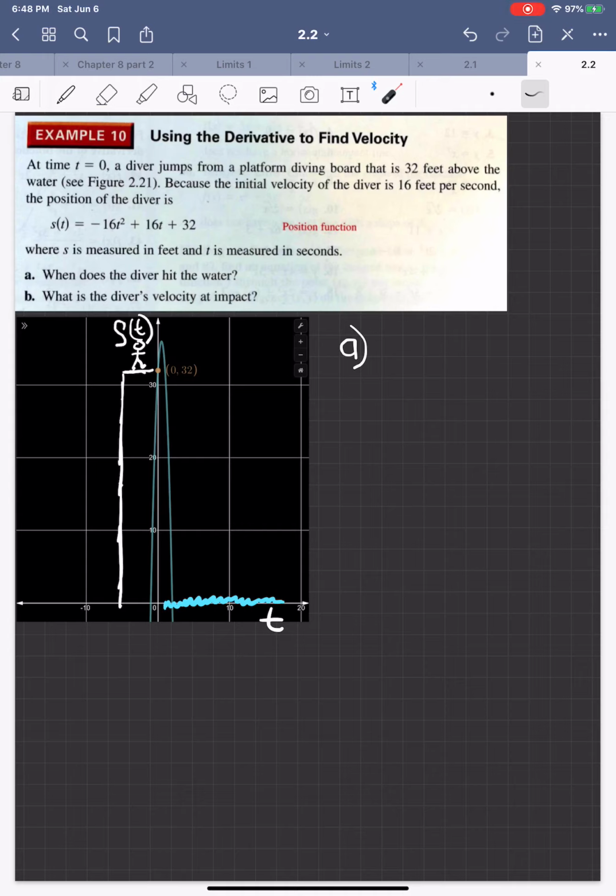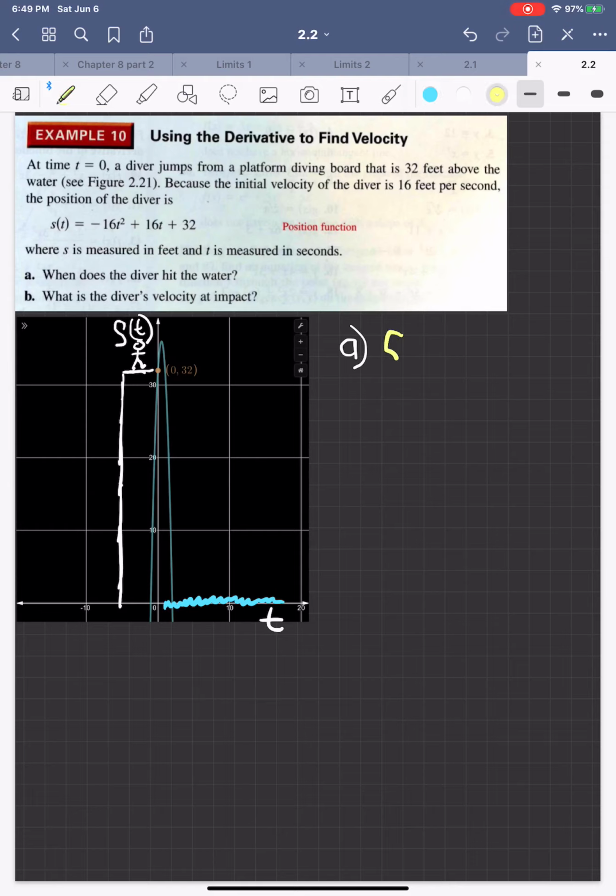So, it says because the initial velocity of the diver is 16 feet per second. In other words, it's not like the diver just walked off and fell. You can think of it as the diver sprung up, right? There's an initial velocity off the diving board. So here is the position function.